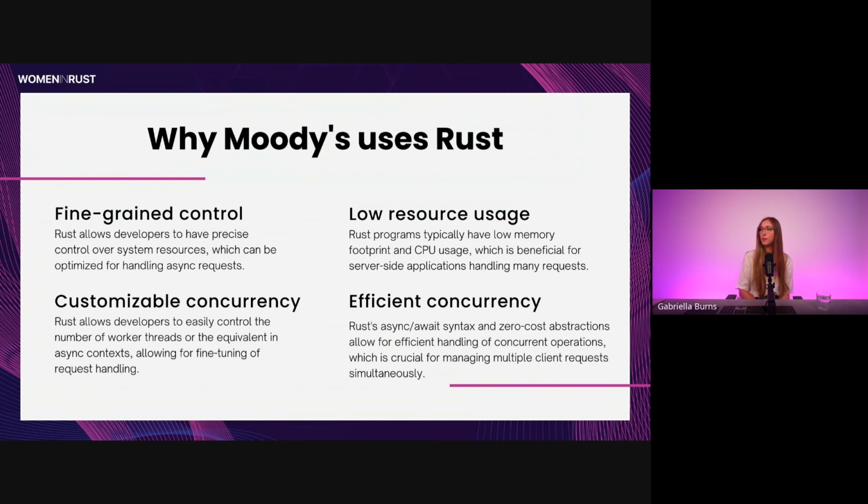Then we have the low resource usage. Rust programs typically have a low memory footprint and CPU usage, and that's beneficial for server-side applications that are handling many requests. And then there's the efficient concurrency. Rust's async and await syntax and zero cost abstractions. I mean, I've probably said that about 10 times now, but it's so important for handling a high number of concurrent operations efficiently, which is crucial for managing multiple client requests simultaneously.